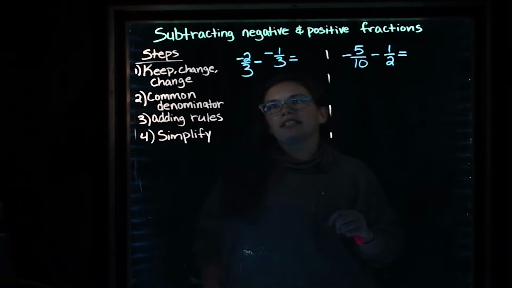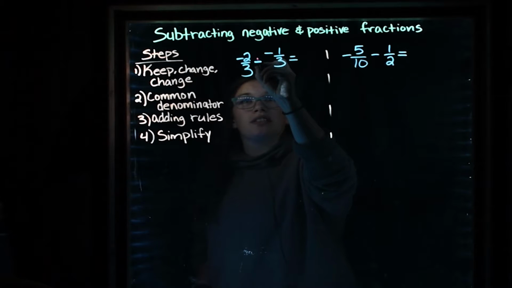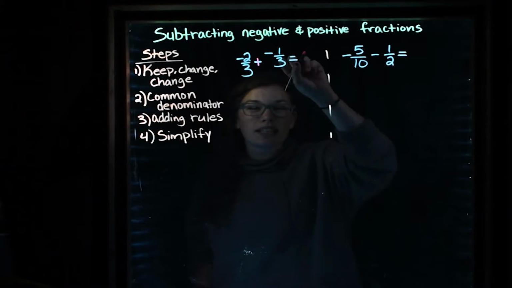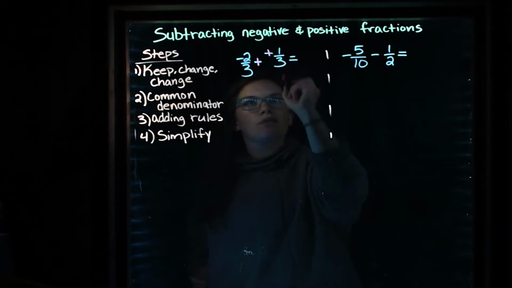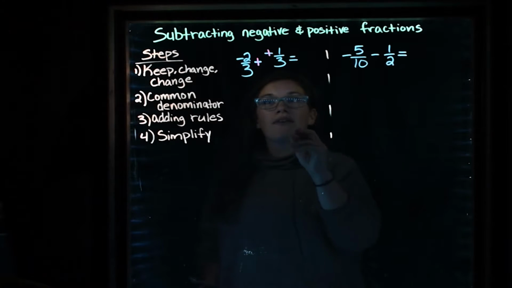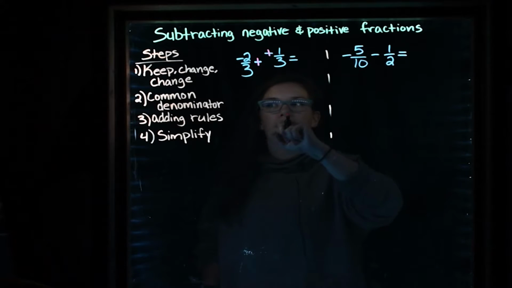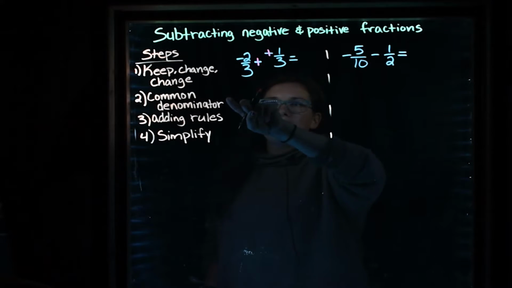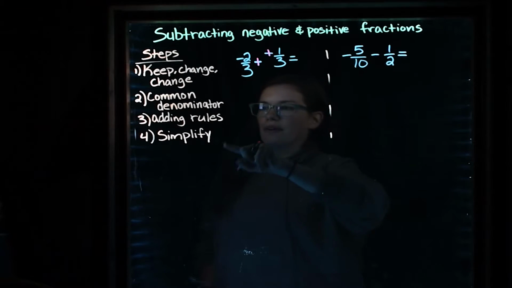My first problem is negative 2/3 minus a negative 1/3. First, I'm going to keep my front number, change my operation to the opposite, which means I have to take the opposite of this negative 1/3, which is positive 1/3. Now, my problem turned into negative 2/3 plus 1/3. Now my common denominators, they're both 3, so I'm good to go. Don't need to do anything on that one.